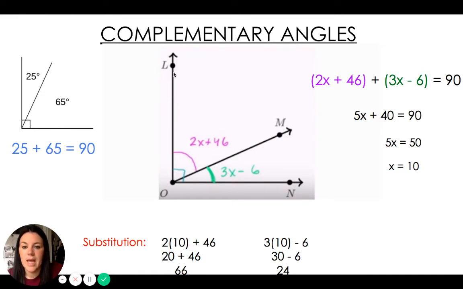So you have line LO, you have line ON, and then you have OM. That's how we name the lines, and we name the angle LOM. Is this angle in purple? This angle measure, we don't actually know the degrees, but it's represented by the expression 2x plus 46. And the second angle measure is 3x minus 6.